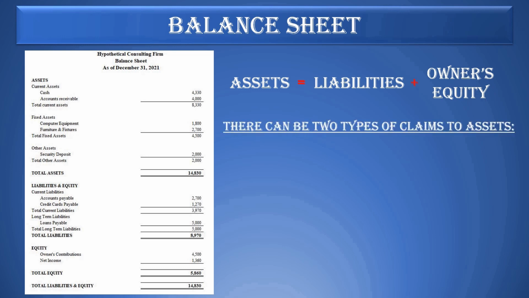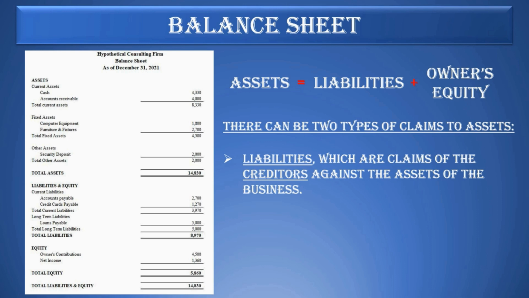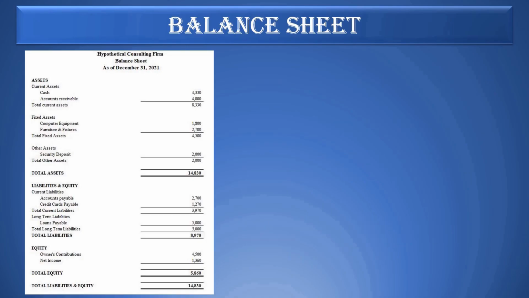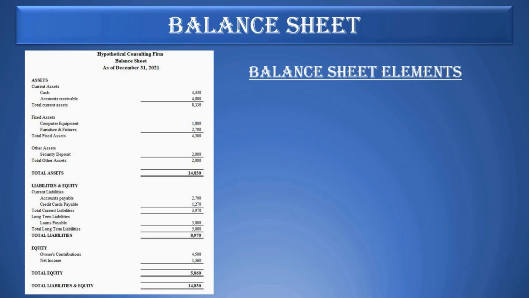There are 2 types of claims against the assets of the company. First category are the liabilities, which are claims by creditors against the assets of the company. The second type is owner's equity, which are residual claims of owners against the assets of the business. And based on the accounting equation, total assets must equal total claims on those assets. Let's move on and go over all elements of the balance sheet for our hypothetical consulting firm.